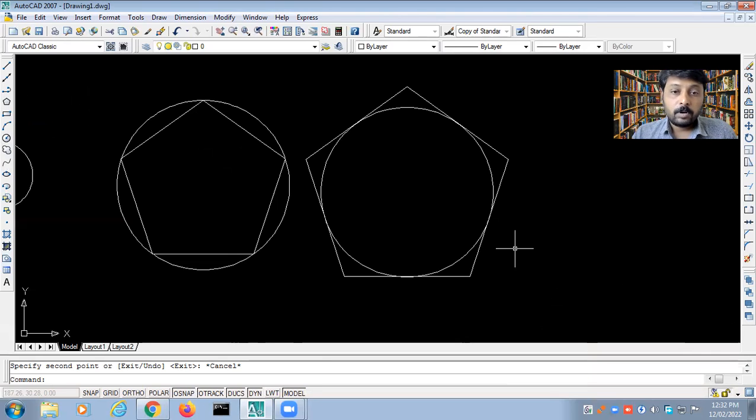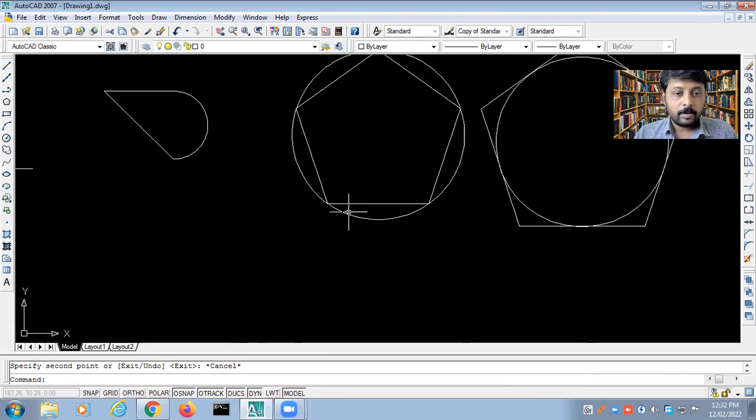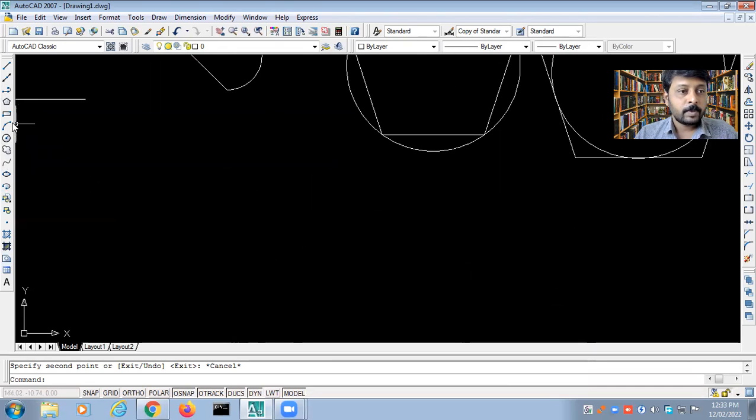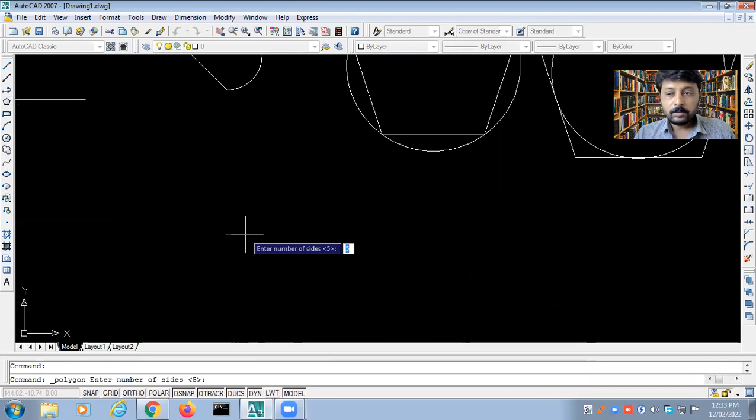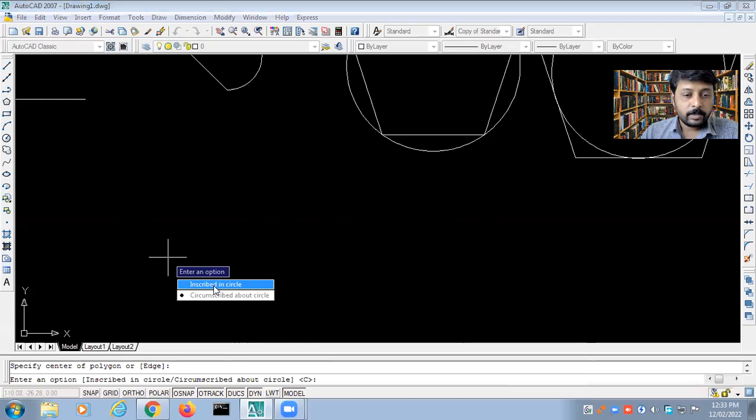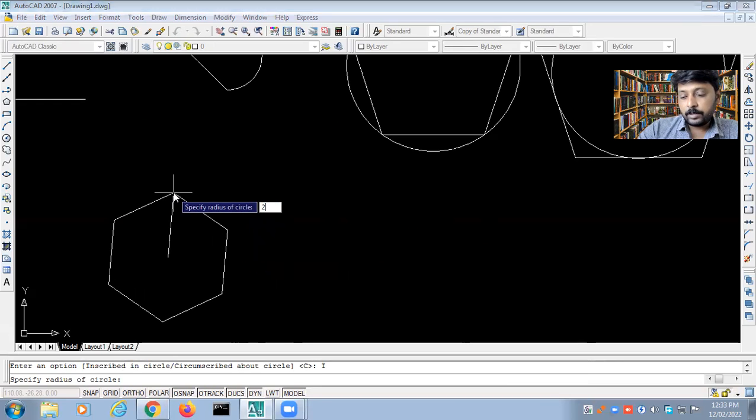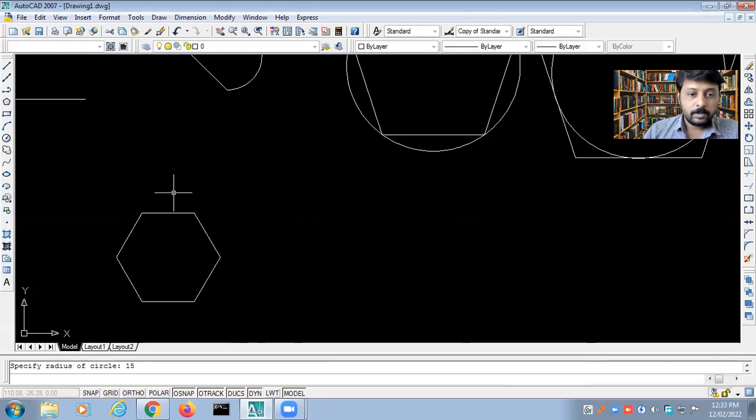Suppose I want to draw a hexagon. Now let us draw a hexagon over here. I will take the polygon. How many sides does the hexagon have? It is 6. So I take 6. I take the center point. I will take inscribed in the circle, and I will say the radius 20. Let us say it is 15. So this is the hexagon.